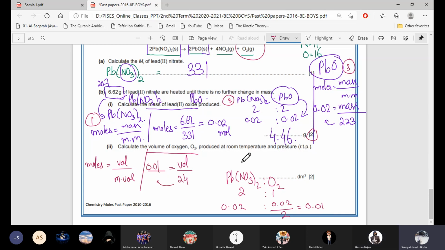So multiply and it's 0.24. 0.24 decimeter cube is the answer.